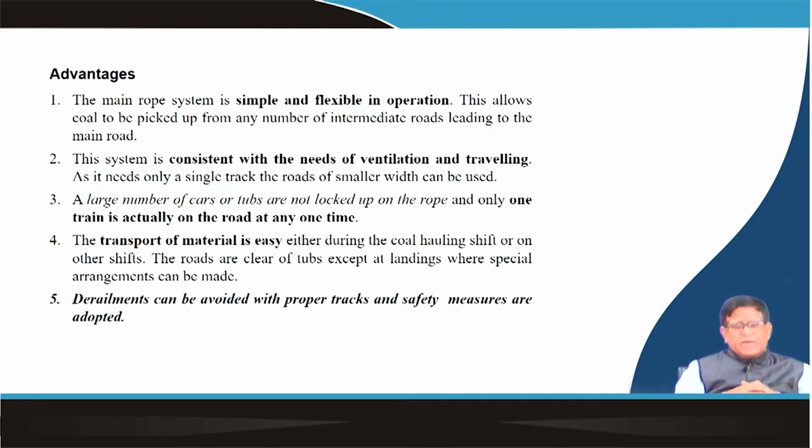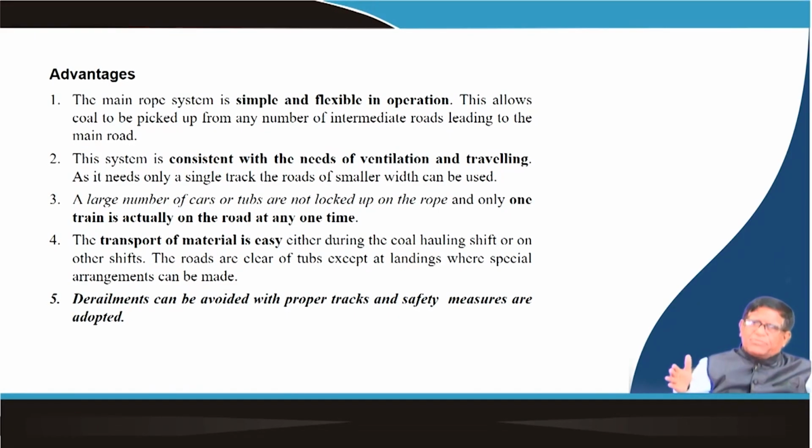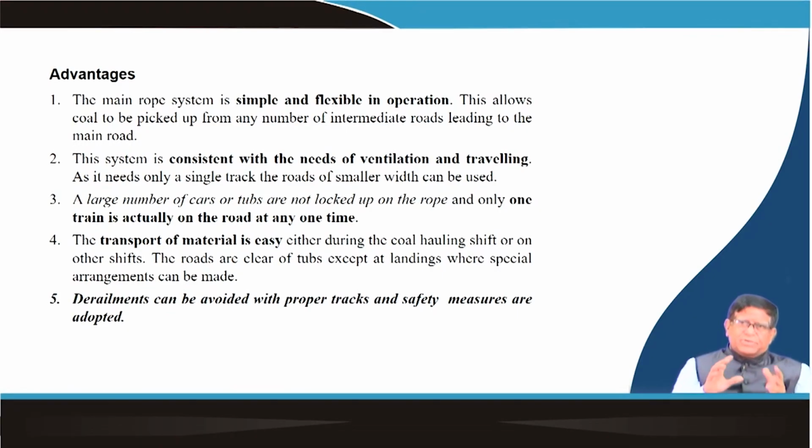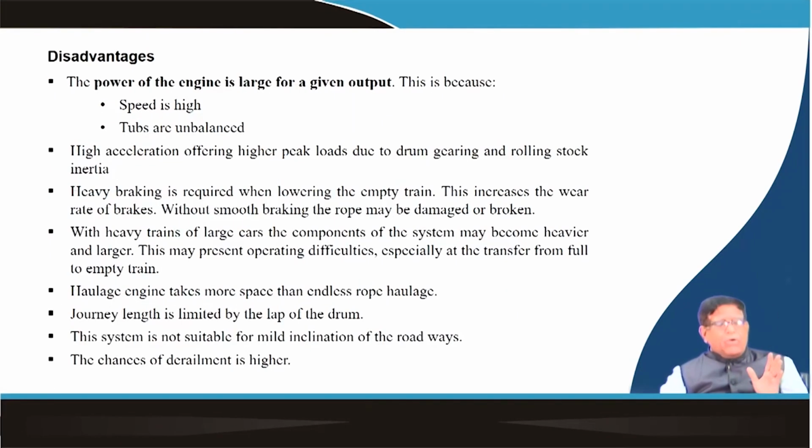Then a large number of cars and trucks are not locked up in the rope, because in endless haulage, which we will discuss later, a number of cars may be connected on the whole system. Here it is not so, it is one train, that train is going down and the other train is coming up. So, at any time all things are under control, and the one problem is that derailment does take place here, because while going down, this is an unmanned system, it normally gets derailed, and for that a lot of precautions and safety provisions are made. By that only it can work better.